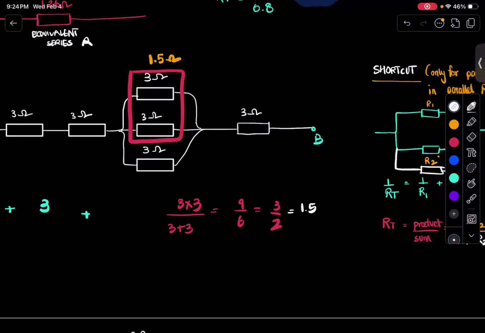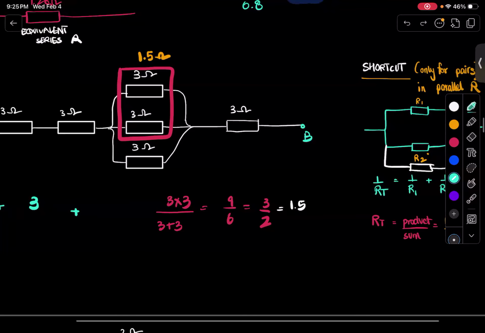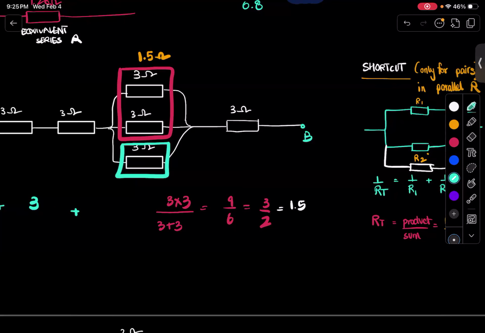And now, since you've considered that the total resistance of this 3 and 3 is 1.5, you can use the product over sum with the remaining third one, because this only works for pairs. So you have to make pairs of resistors. This is one pair and this is the other pair, right? So calculate the total resistance of that pair: 1.5 multiplied by 3 over 1.5 plus 3. So 1.5 into 3 is 4.5, so 4.5 over 4.5 equals 1. So that's it, right? You got the same answer either way.